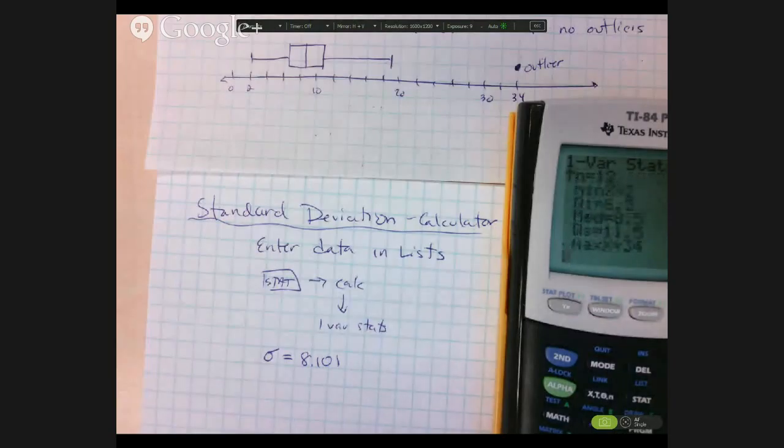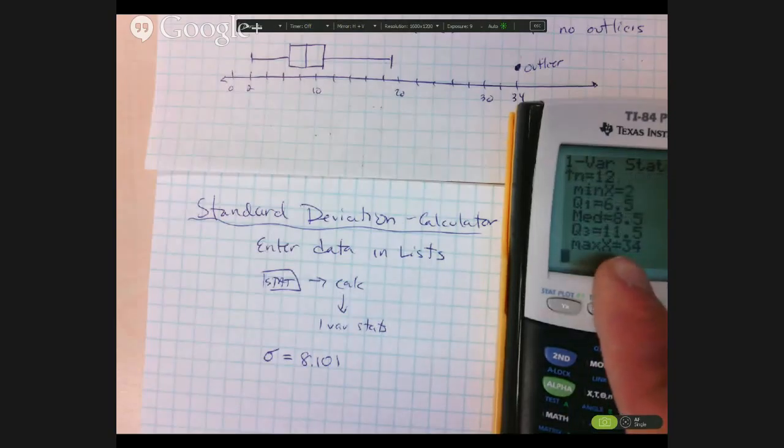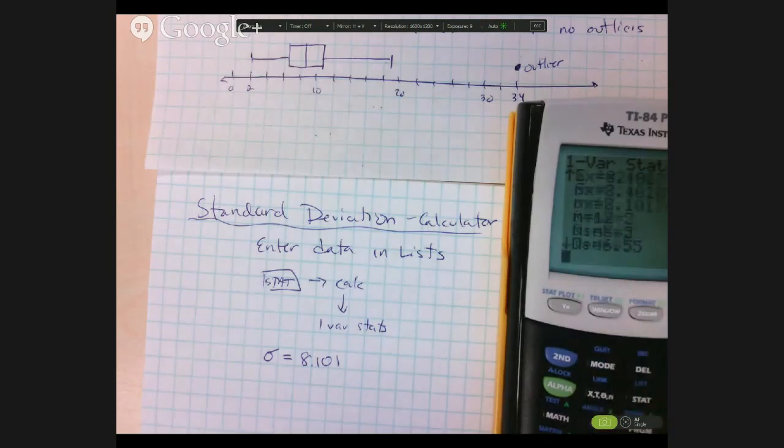By the way, there's your box and whisker plot data. Be careful on this. It won't give you an outlier calculation. That's the one thing you gotta be aware of, okay? But you have your standard deviation there. That's the letter sigma. Does anybody know what standard deviation means? We went over it last year.